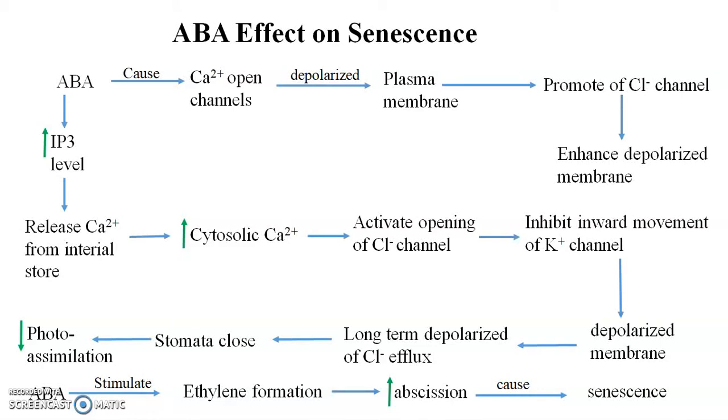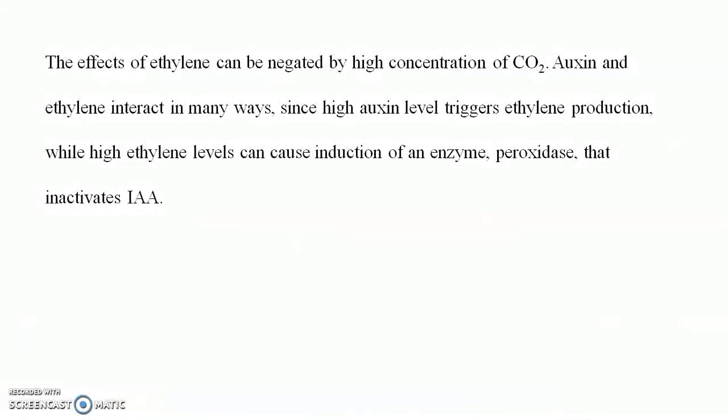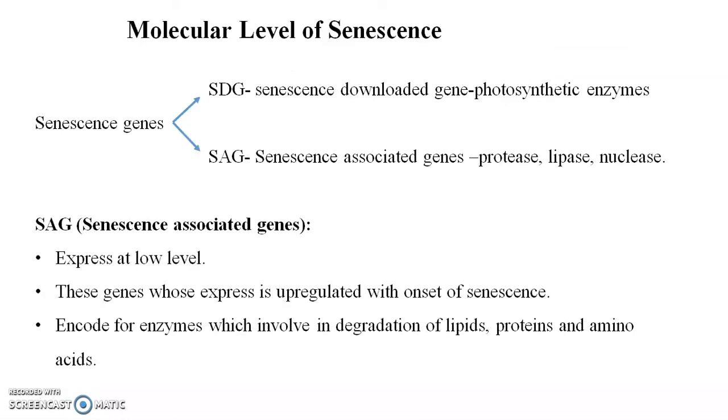Third way of the ABA effect to senescence is that ABA stimulate ethylene formation, which increase the abscission and cause the senescence. Effect of ethylene can be neglected by the high concentration of CO2. Oxygen and ethylene interact in many ways. High oxygen level trigger the ethylene production, while high ethylene level cause the induction of enzymes peroxidase that inactivate indole acetic acids.